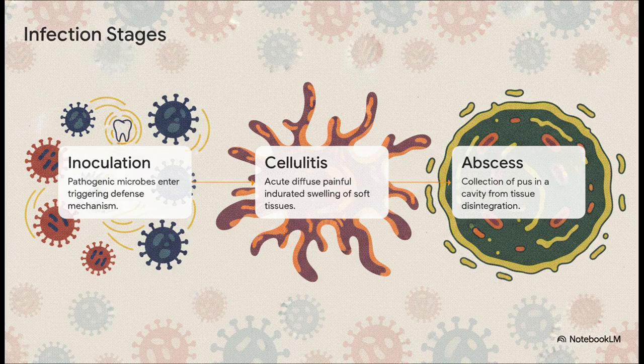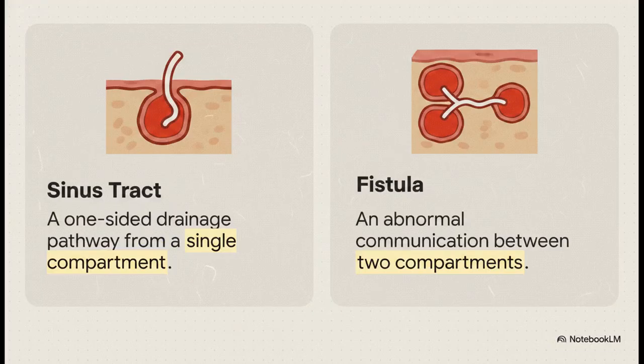Now, these things don't just spring up overnight, right? They follow a very predictable three-stage progression. First up is inoculation. This is where microbes enter and trigger your host immune defense, showing up as localized inflammation. Second is cellulitis. Now, this is an acute, diffuse, painful, and indurated swelling of the soft tissues that spreads right along the fascial planes. And finally, an abscess forms, which is a true disintegrated tissue cavity that's completely filled with a collection of pus.